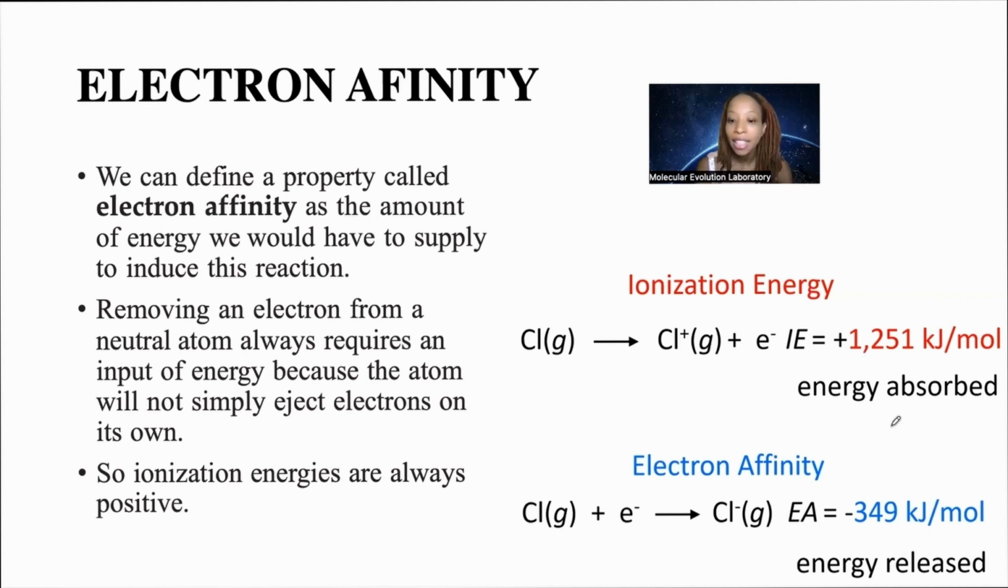So chlorine gas minus an electron shows that 1251 kilojoules per mole of energy was absorbed. Chloride anion in the form of gas releases minus 349 kilojoules per mole. So it basically shows that energy was released when the chlorine atom became a chloride anion.